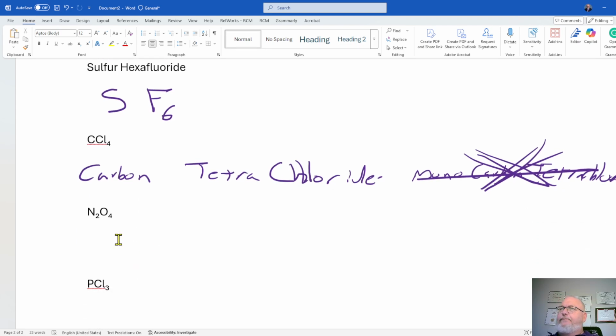Now here's something a little different. You've got two nitrogens. So there I do have to use a prefix. 2 is di. So I'm going to call this dinitrogen. That tells me there's two nitrogens. There's a 4, so that's tetra. Tetraoxide. I think that's it. So that lets me, when I see the name, know that there's two nitrogens.